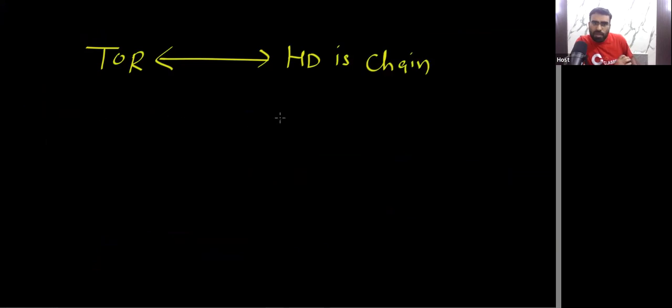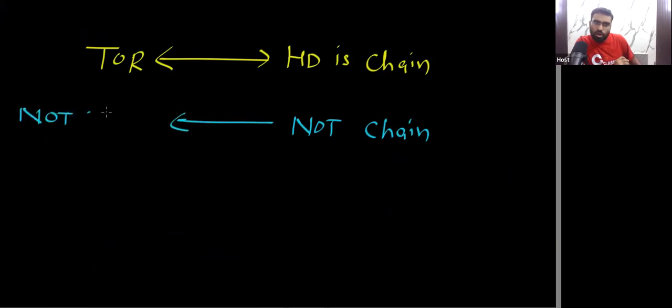Okay. Also, if not chain, then it means not a total order relation. So this is also two-way. I hope you understood. Very simple. Now let's move on.